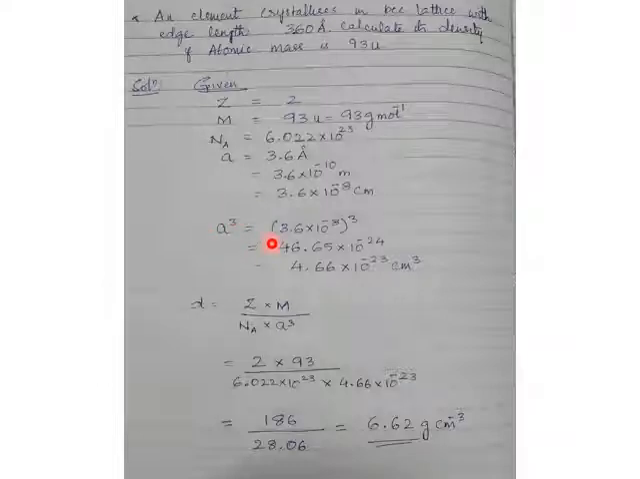Now you take a cube. It is 3.6 into 10 raised to minus 8, the whole cube. So you will get the answer as 4.66 into 10 raised to minus 23 cm cube. Again, same way, write down the formula, substitute all the values. You will get the final answer as 6.62 gram per cm cube.